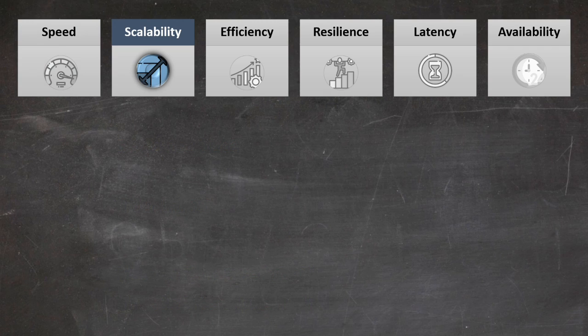Let's start with the metric called request rate. This is the number of requests received by a service per unit time.